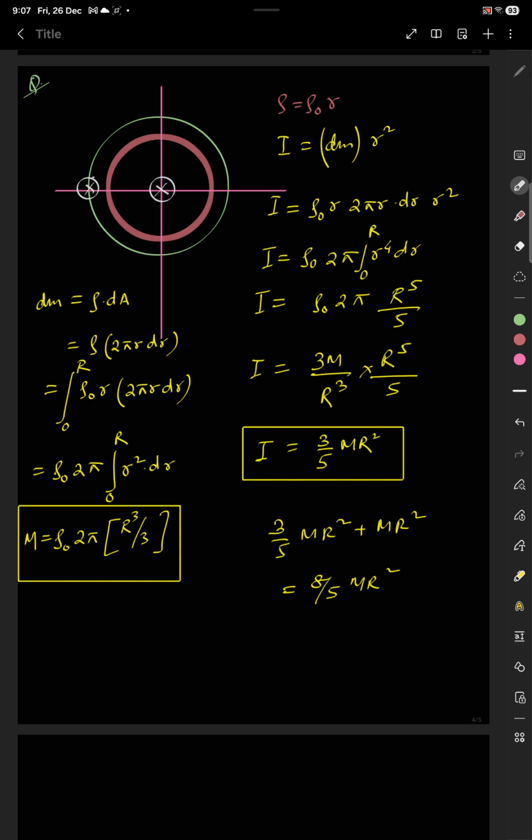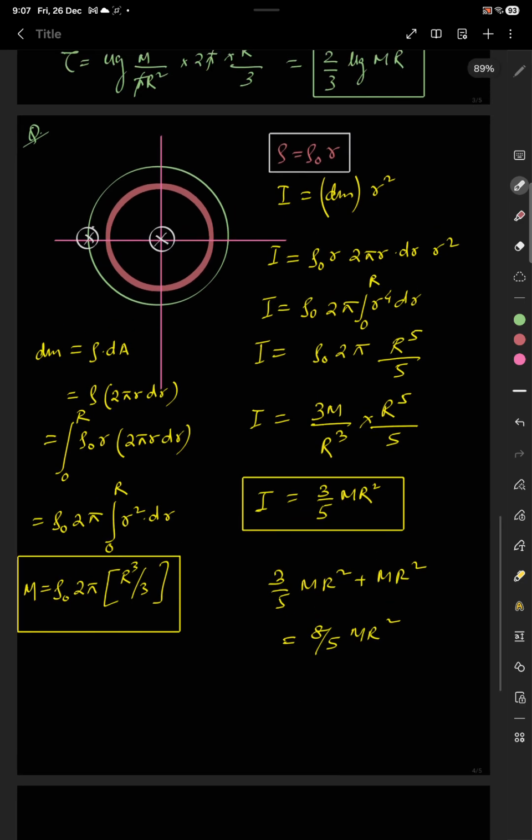So I is equal to dm into r square. Why am I doing so? Because in the question, the density is non-uniform, sigma is equal to sigma naught r. So dm you can write as sigma into dA. dA is 2 pi r dr. In place of sigma, you may write sigma naught into r. So sigma naught into r, 2 pi r dr, into r square. So from there you can write sigma naught 2 pi r to the power 4 dr. Integrate r to the power 4 from 0 to r, then r to the power 5 by 5. This is your moment of inertia I.